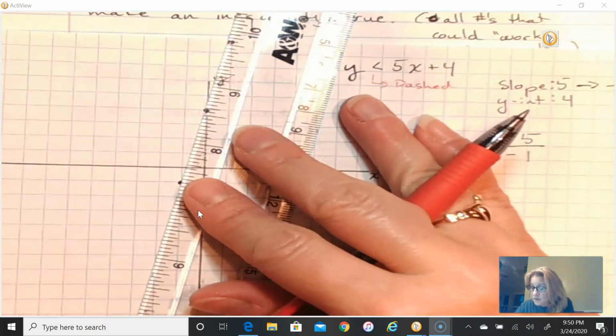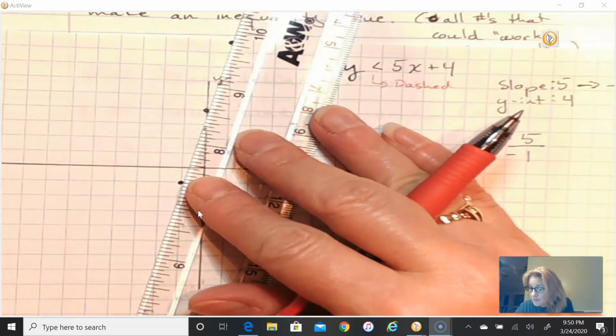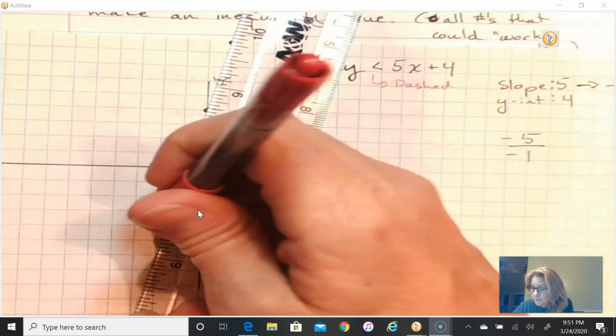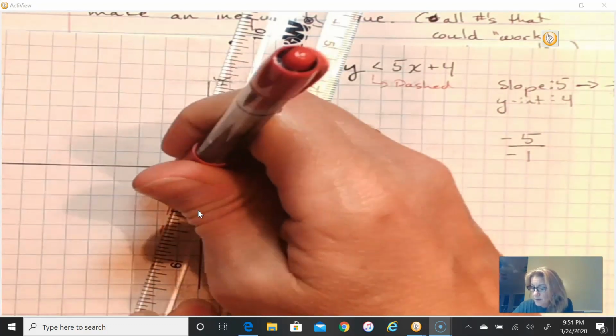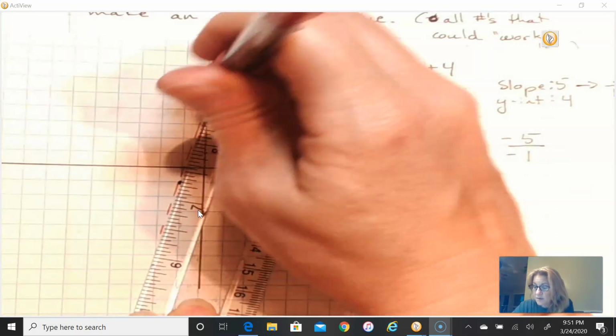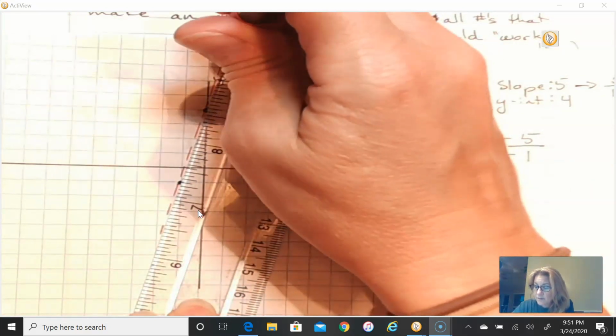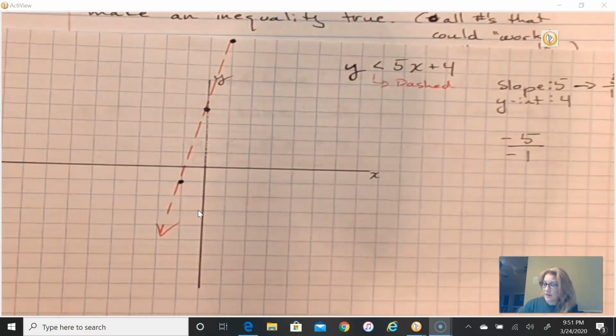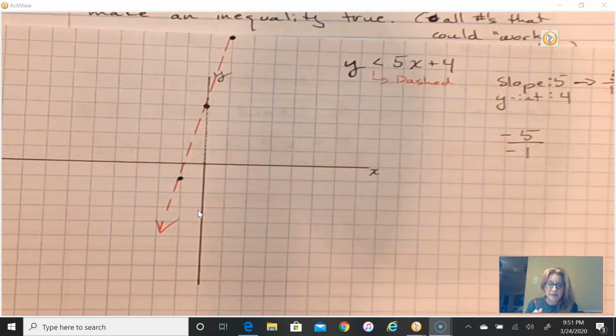So I'm going to connect my dots. I don't know why I'm doing this in red. Oh well. There we go.